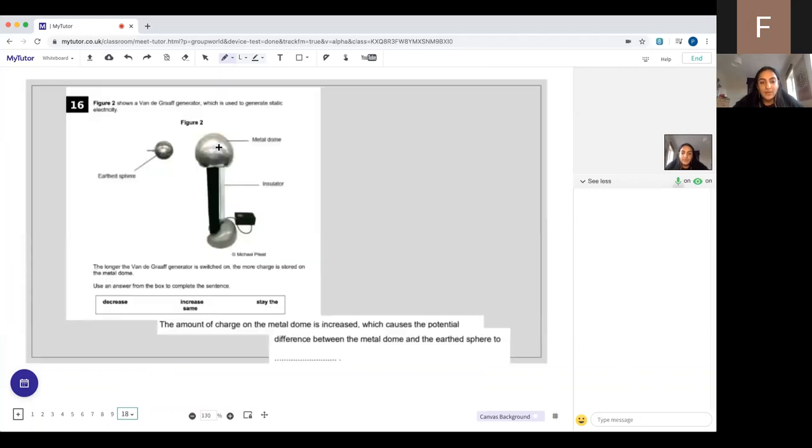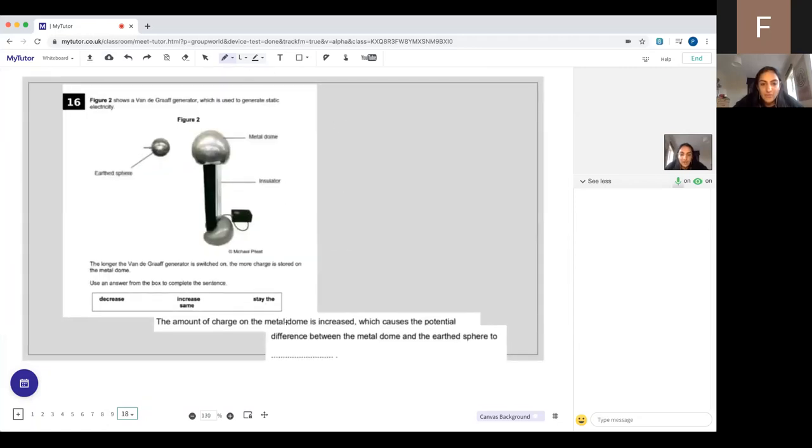Okay, so hopefully we can do this one now. We've talked quite a lot about Van de Graaff generators. So the longer the Van de Graaff generator is switched on, the more charge there will be on the metal dome. Now we've got a sentence here to gap fill. So the amount of charge on the metal dome is increased, which causes the potential difference between the metal dome and the earth sphere to what?